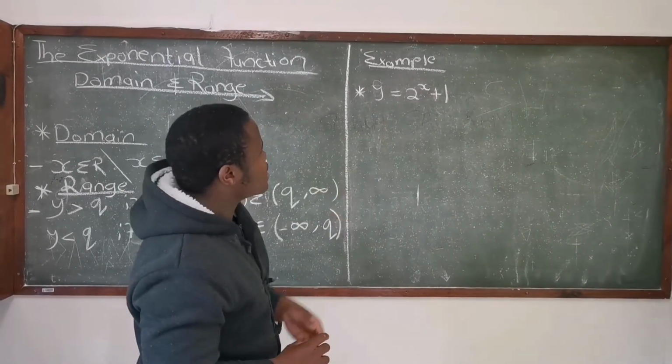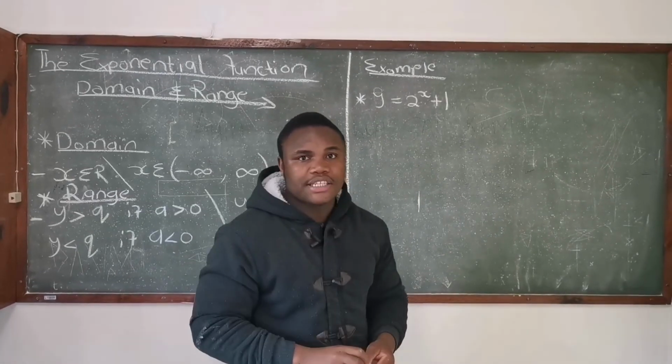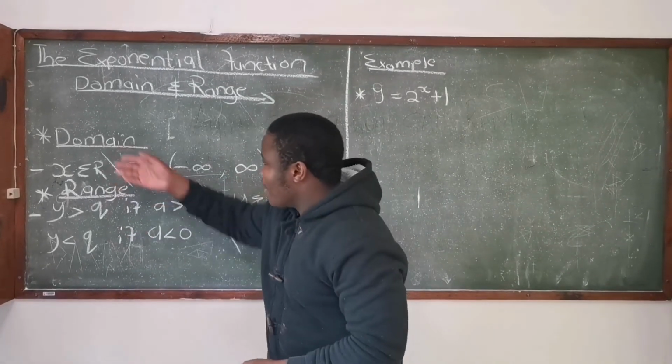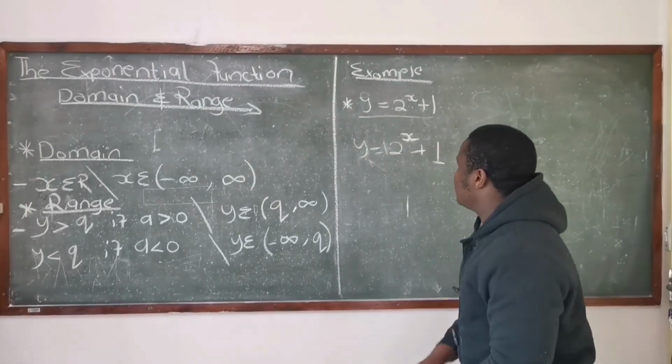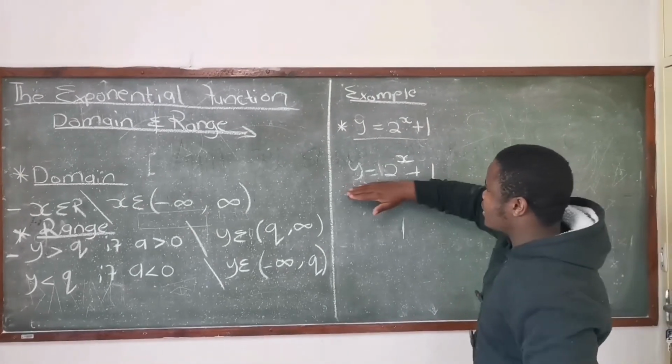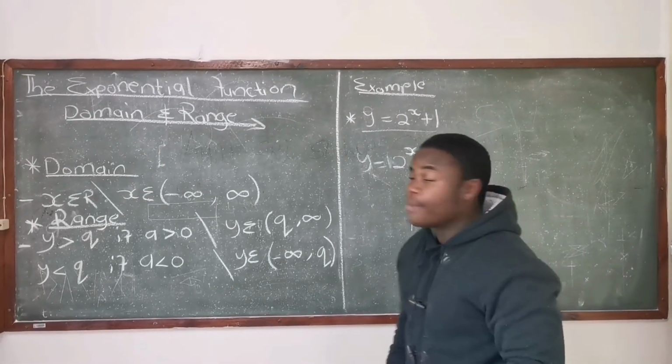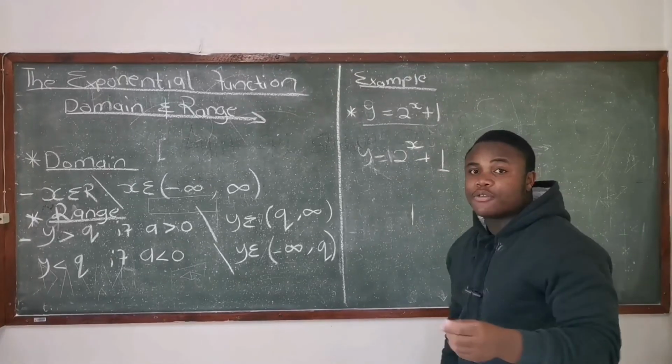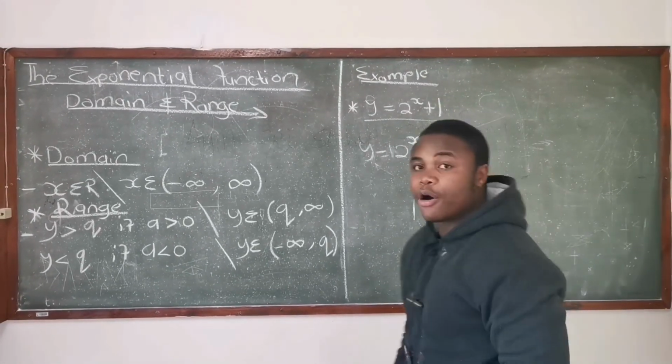Okay, so after sketching the graph, try to determine the domain and range. Here, as I explained, you have to sketch this graph. For you to be able to sketch this graph, you have to first find the x-intercept of this graph.